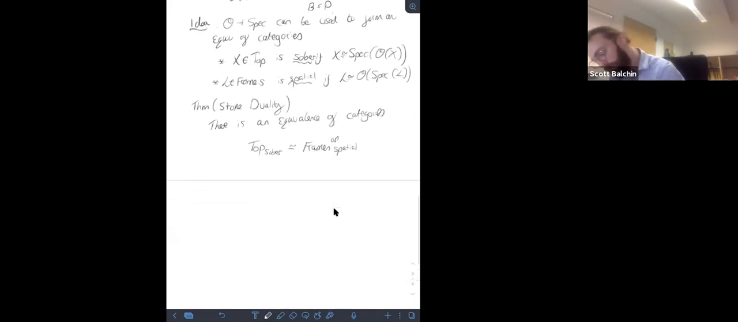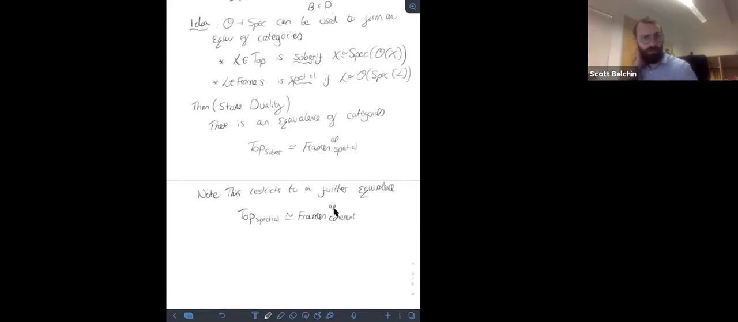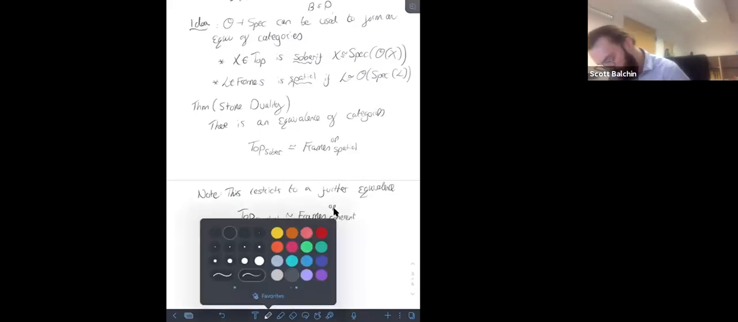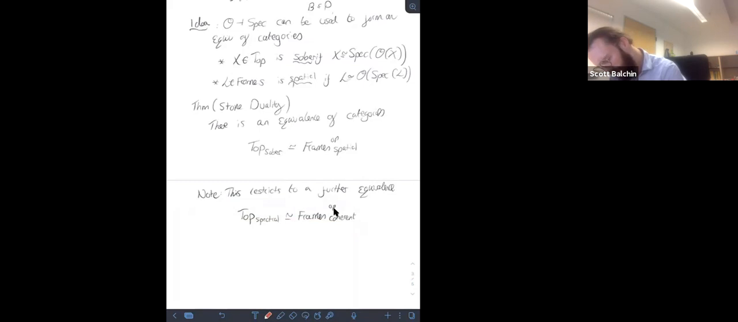And it's good to note this restricts to a further equivalence of categories between those topological spaces which are spectral and frames that we call coherent. I won't define what a coherent frame is. I'm not really going to add anything today, but just as a reminder to people, what are spectral spaces?